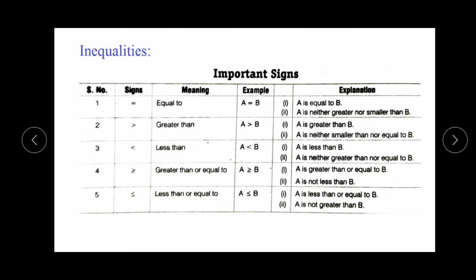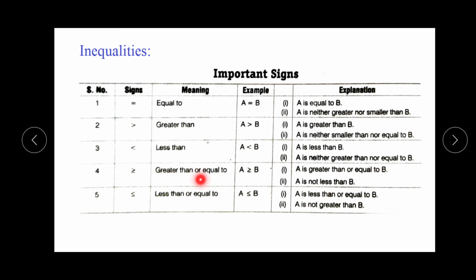Inequalities. In the inequalities there are two types, that is the simple inequality and coded inequalities. For the simple inequalities, the signs are here. If the equal to sign, it means A is equal to B. If we use the greater sign, we can write that A is greater than B. This is the sign for less than, and if we use it, we can write A less than B.